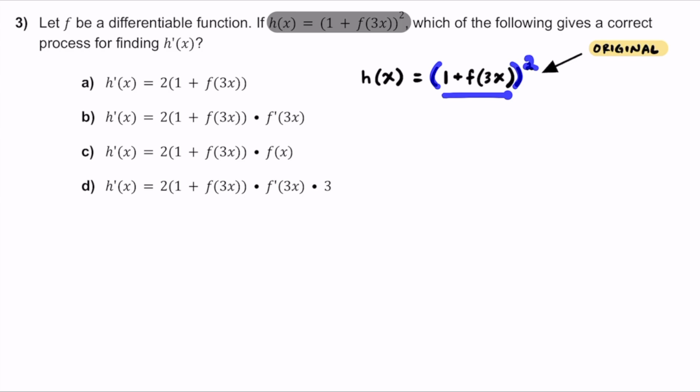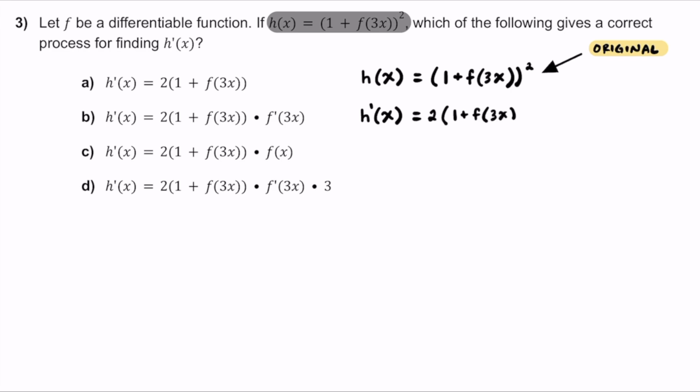However, inside here you see this f of 3x, which is another function within the function as well. So one way you can think about this is that we have a function within a function within a function. We're going to use the chain rule twice here. So applying the chain rule for the first time, if we take the derivative of this outside function, we're going to take this 2 and use the power rule, bring it down in front, and take away 1 from that power. We're going to have 2 multiplied by 1 plus f of 3x.